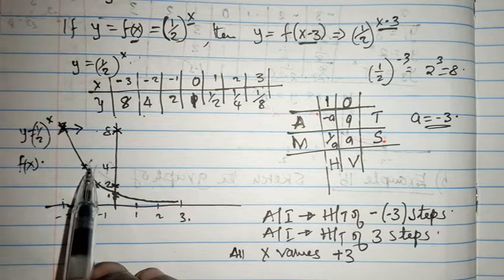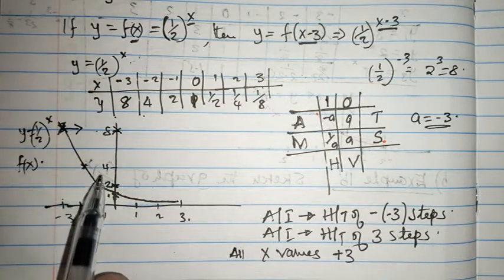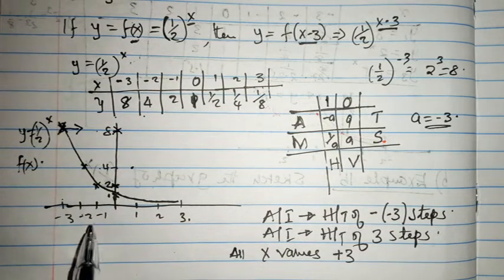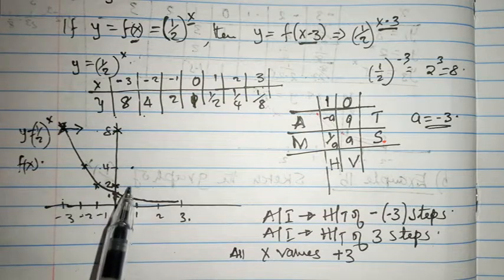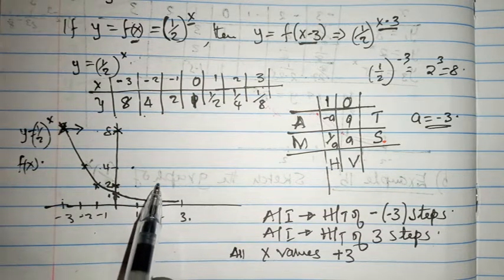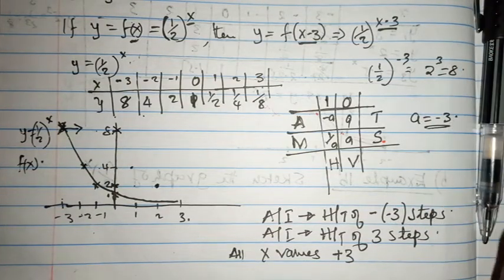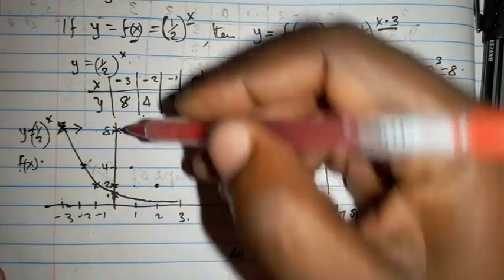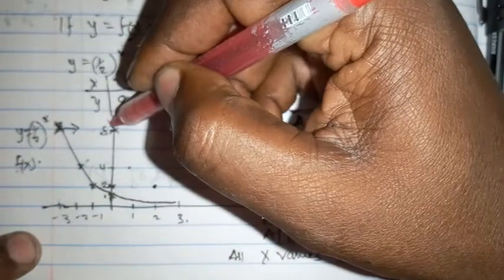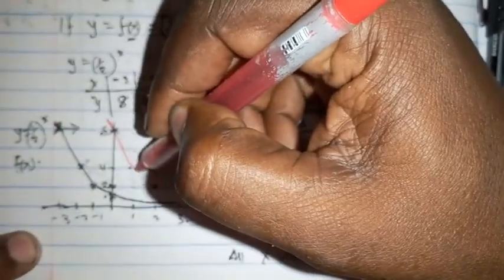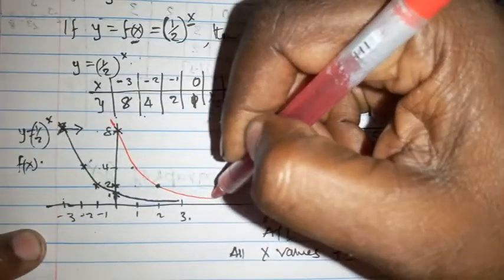This is 4, this is minus 2, you're going to have minus 1, 0, and 1. This is minus 1x, then we have 0, 1, and 2 there. In other words, the whole graph will shift to the right 3 steps, and you're going to have something that looks like this.